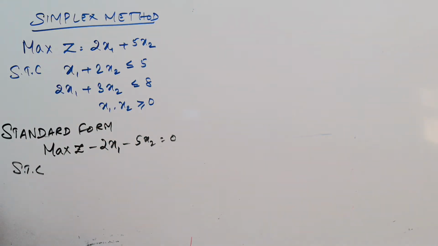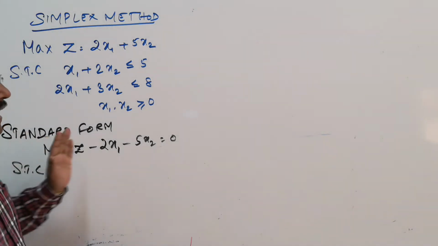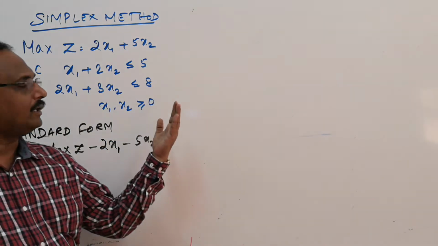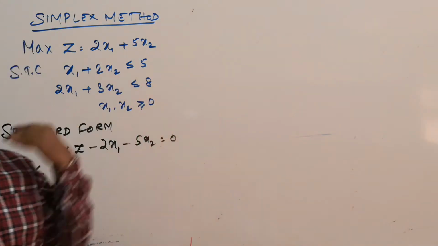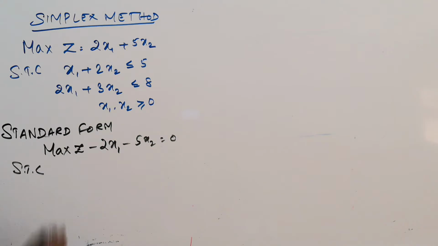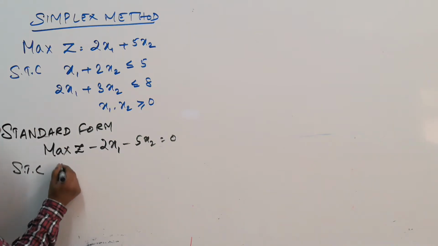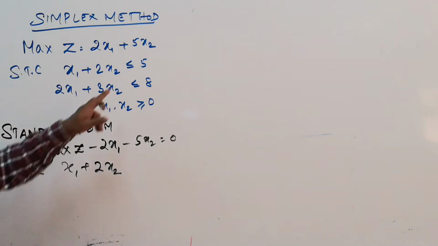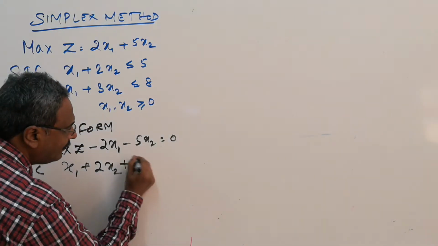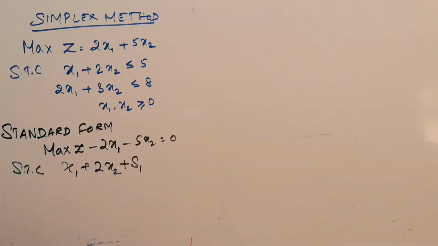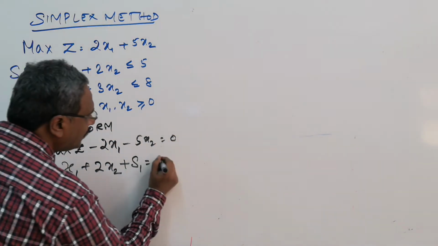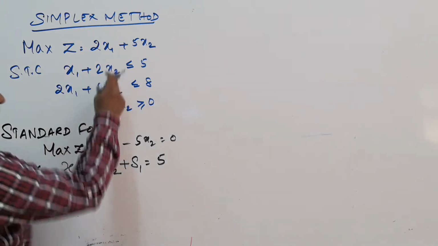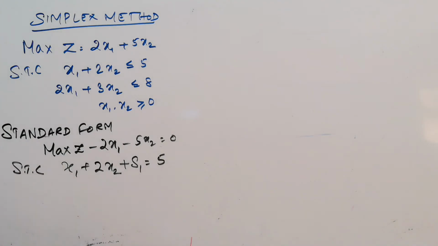So for less than or equal to type, we are going to add a slack variable on the left hand side to make it into equality. I am going to check the first equation, x1 plus 2x2. This is less than or equal, so I am going to add a slack variable. As this is the first equation, s1 is equal to 5.